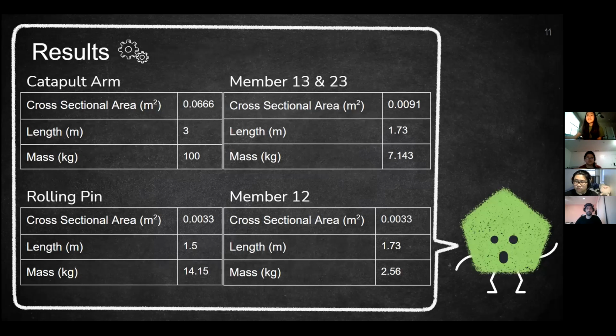Displayed here are the specifications of our catapult. As seen, the catapult arm contains the largest cross-sectional area, which is sensible since it's the longest and will be supporting the massive counterweight. Members 1-3 and 2-3, which are the slanted members of our triangular support truss, have a cross-sectional area that is larger than the horizontal member. This also makes sense as they are supporting compressive loads of the catapult that are transferred from the rotating rod.